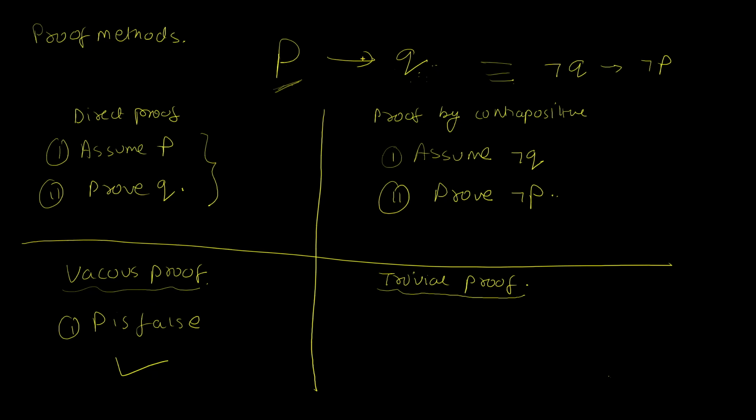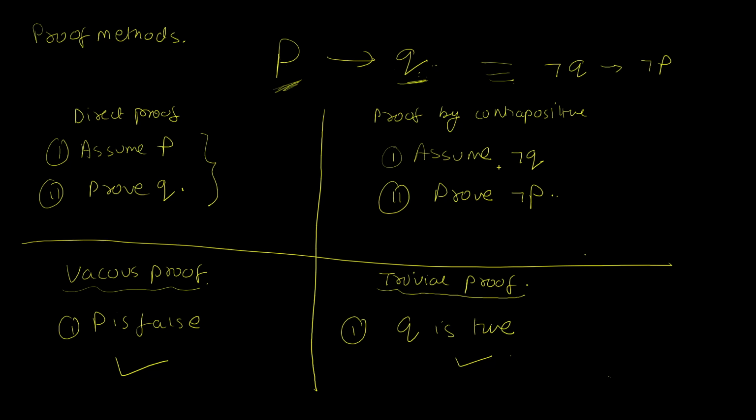Similarly, in this implication P implies Q, if Q is automatically true, then my proof is complete also. So let me write that down. For a trivial proof, all I need to do is to prove that Q is true. And if I'm able to show that Q is always true, no matter the value of P, the proof is itself complete.